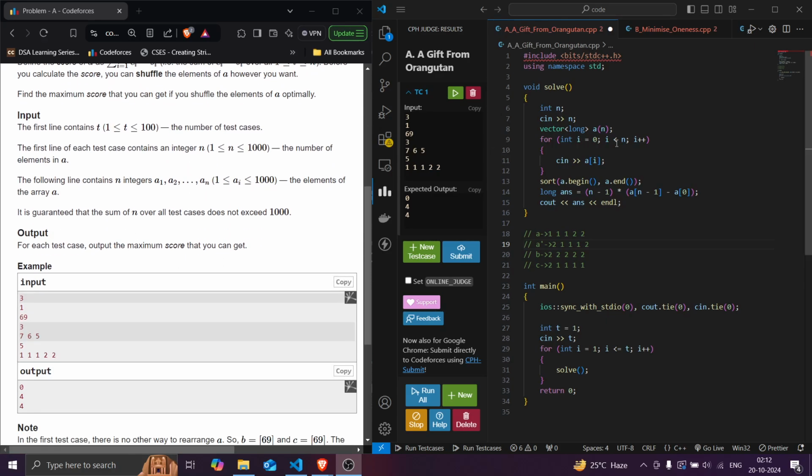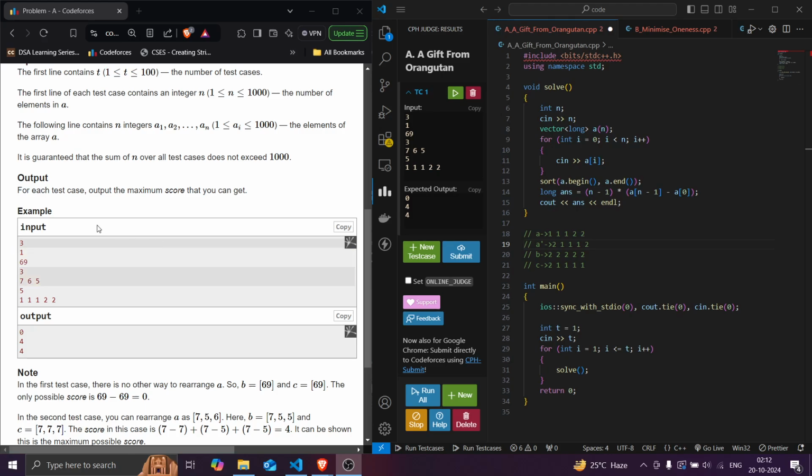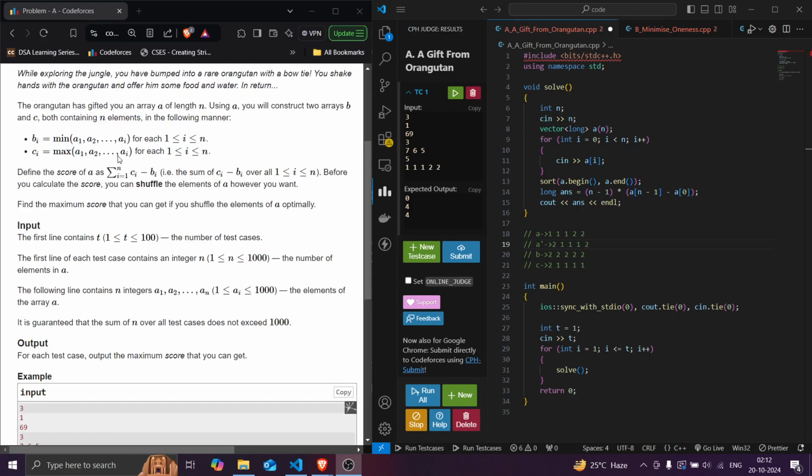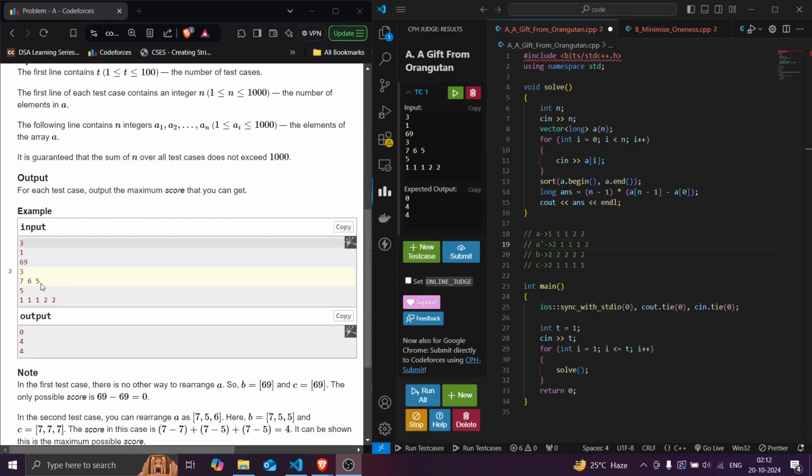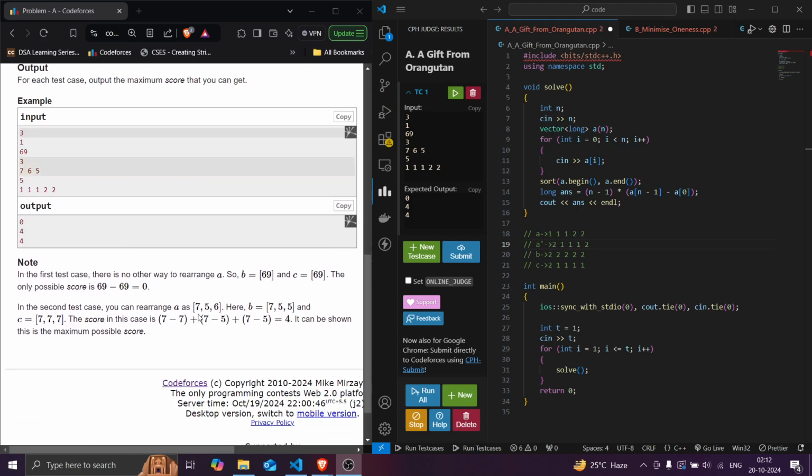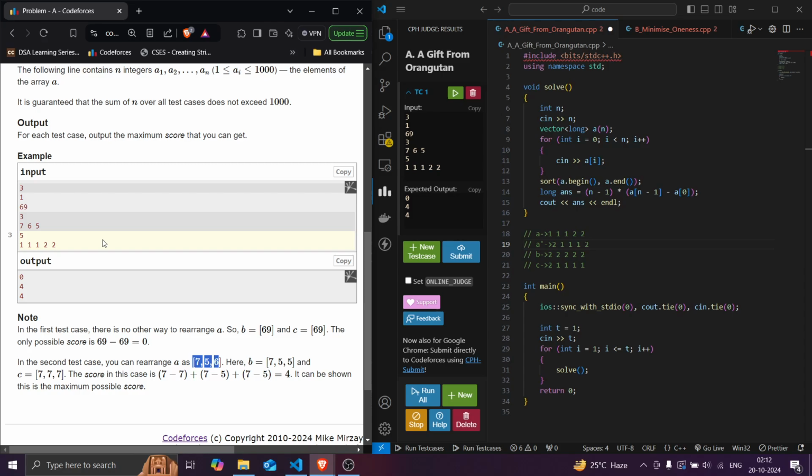Just to see the examples, first we are given only one element. Whatsoever we do, the difference will always be 0 because the maximum and minimum will both be the same. For 7 6 5, the explanation is that the updated A should be 7, 5 and 6. So B will become 7 5 5 and C will become 7 7 7, because C will be maximum of 7, maximum of 7 5, maximum of 7 5 6, so always 7 7 7. B will be minimum of 7, then minimum of 5 7, which is 5, then minimum of 5 7 6, again 5.